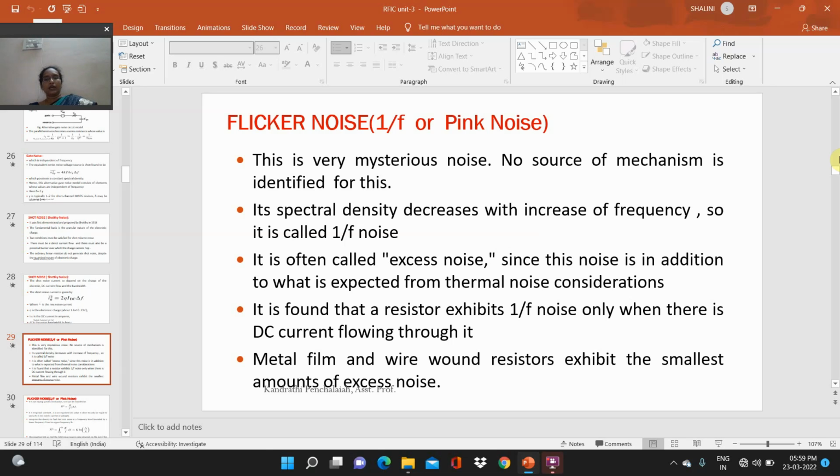It is found that a resistor exhibits 1 by f noise only when there is DC current flowing through it. Metal film and wire wound resistors exhibit the smallest amounts of excess noise.